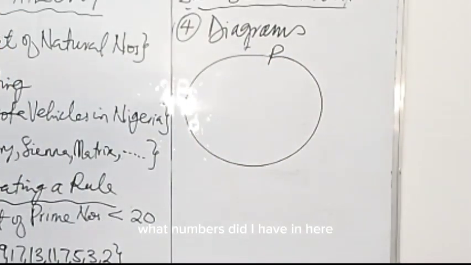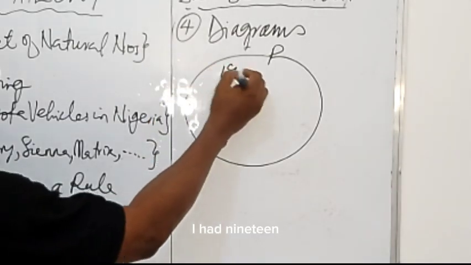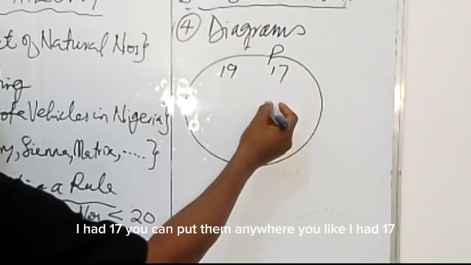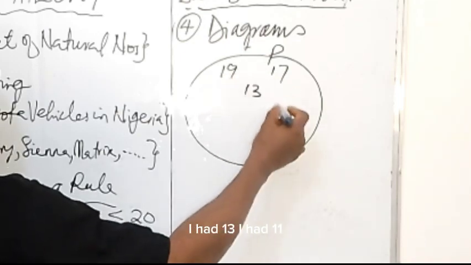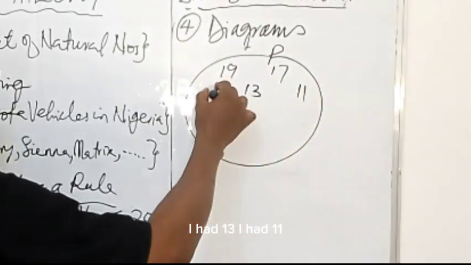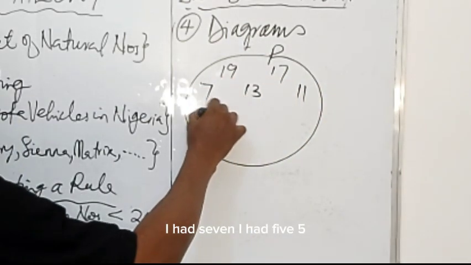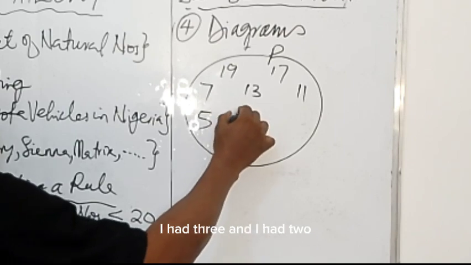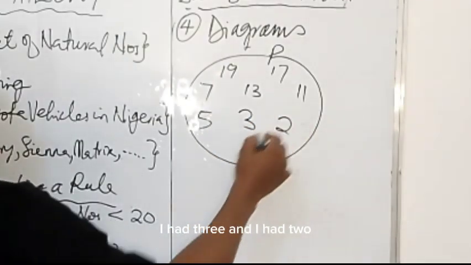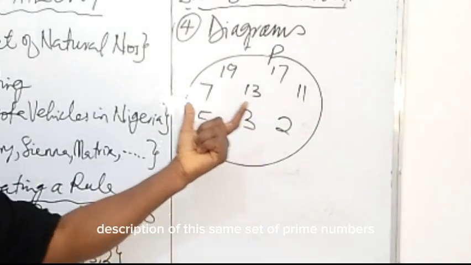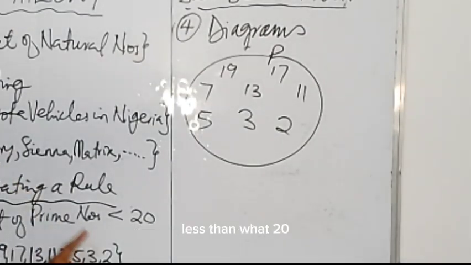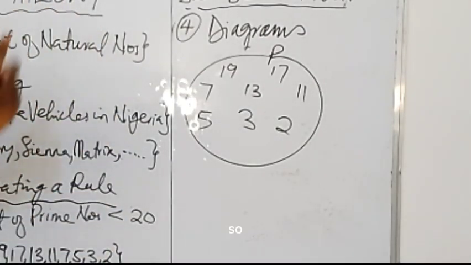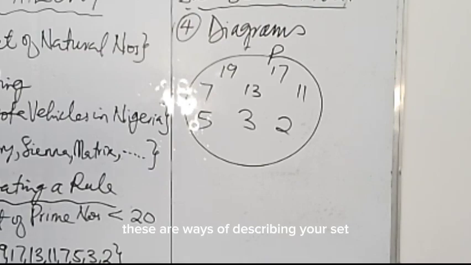So what numbers did I have in here? I had 19, I had 17. You can put them any way you like. I had 13, I had 11, I had 7, I had 5, I had 3, and I had 2. So this is a Venn diagram description of this same set of prime numbers less than what? 20. So these are ways of describing your set.